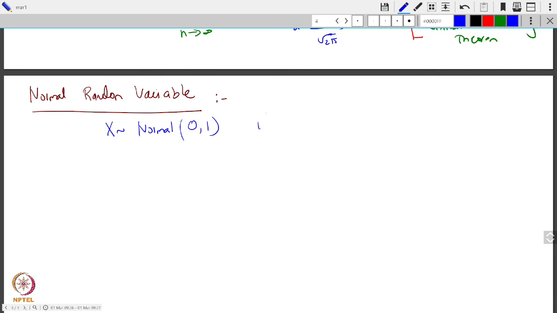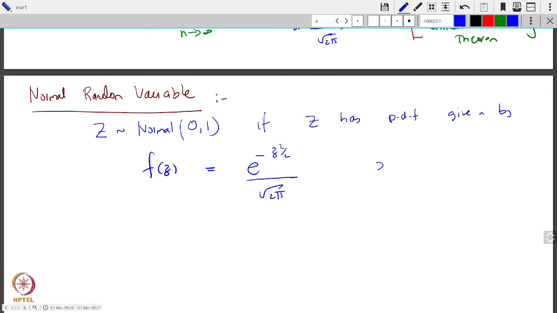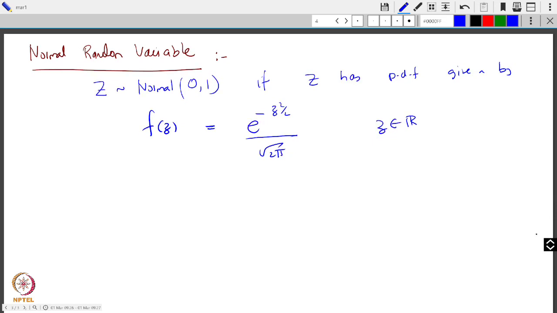Let me call this Z. If Z has PDF given by f of z equals e to the minus z squared by 2 over square root 2 pi, for z real, that's what a normal random variable is with parameters 0 and 1. Of course, there are several questions that remain. So clearly, is f a density?